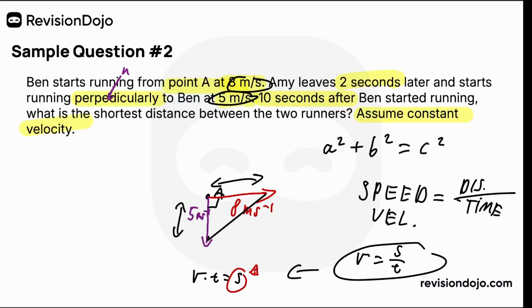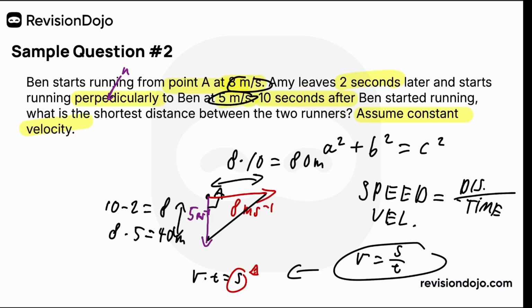You can easily get confused in the test, and that really will cost you marks. Now, using this formula, we just have to find the displacement. So how do we find it? Velocity here, 8 times 10, because Ben has been running for 10 seconds, which gives us 80 meters. For Amy, there's a little bit of an extra step because Amy, of course, leaves 2 seconds later. That means she has been running for 10 minus 2 seconds, which of course equals 8, so then we do 8 times 5, and that gives us 40 meters.